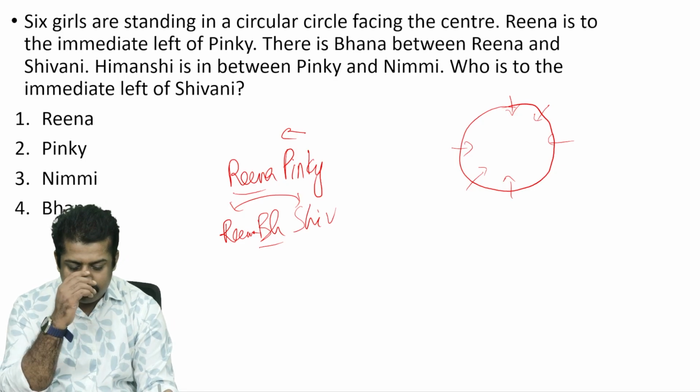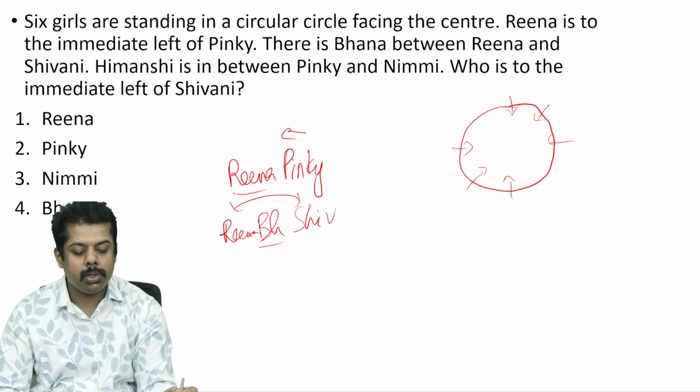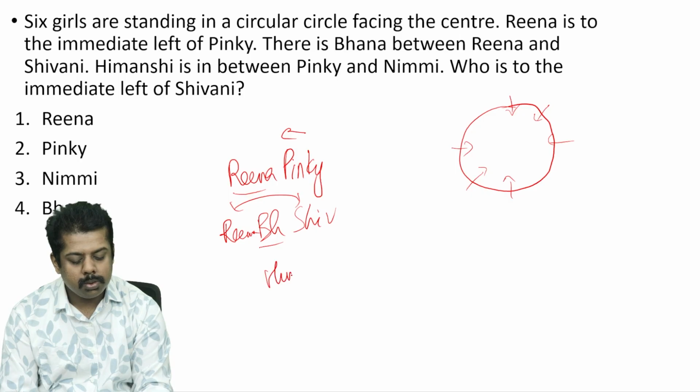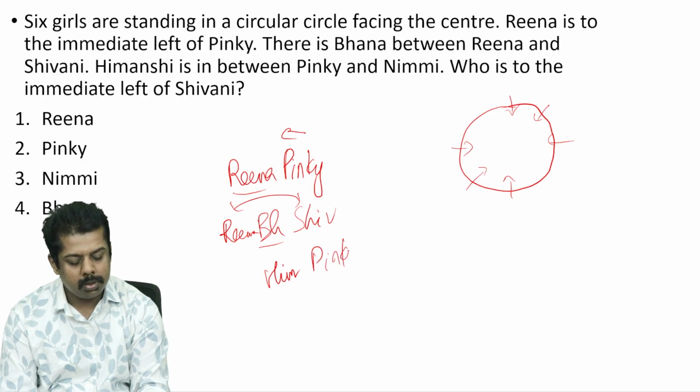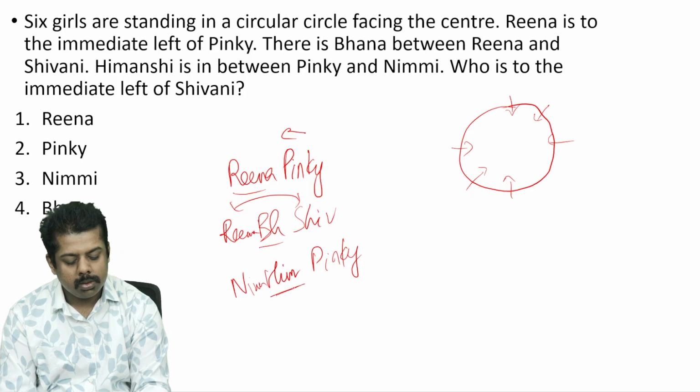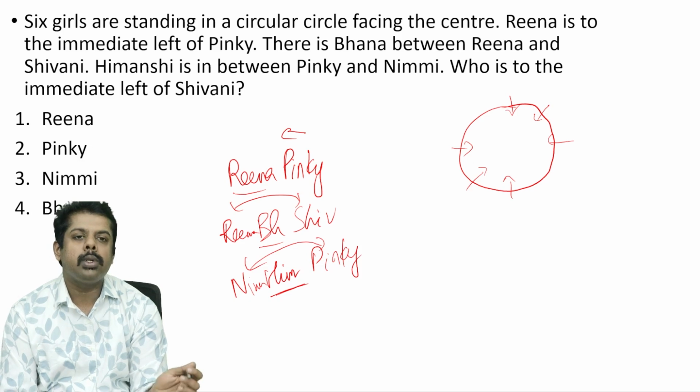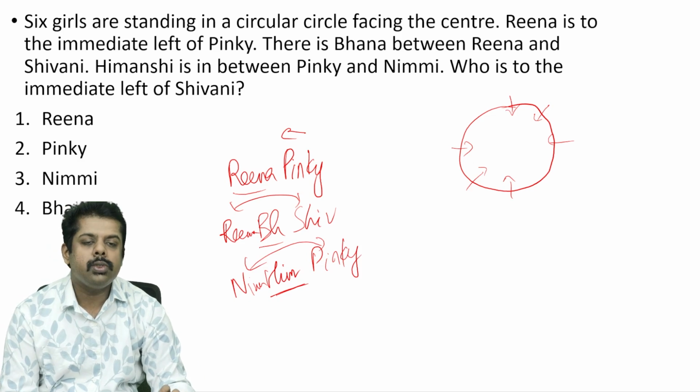Next point is that Himanshi is between Pinky and Nimki. Himanshi is also between 2 people. So Himanshi is between Pinky and Nimki. So Himanshi is also between these 2 people. Okay. So these are the 3 points that they have given, and based on this, we have to try and connect.